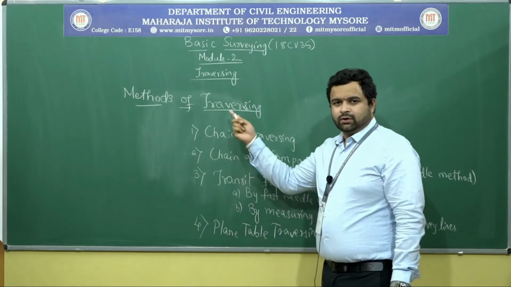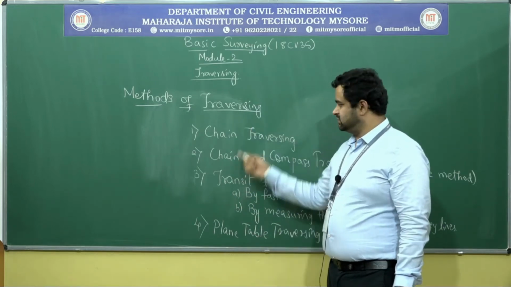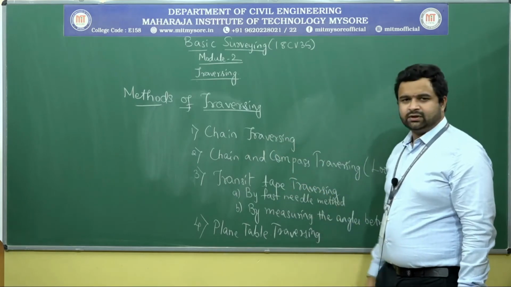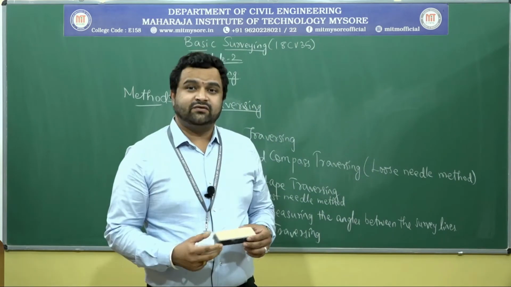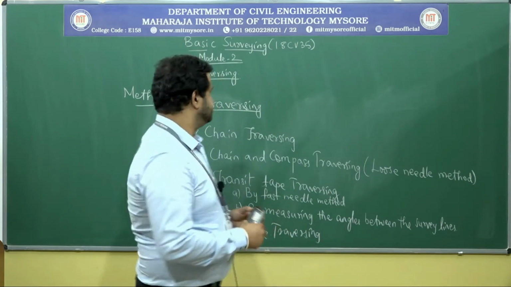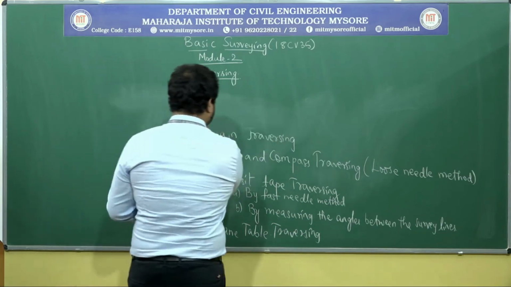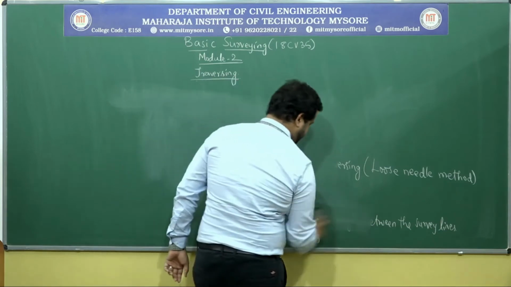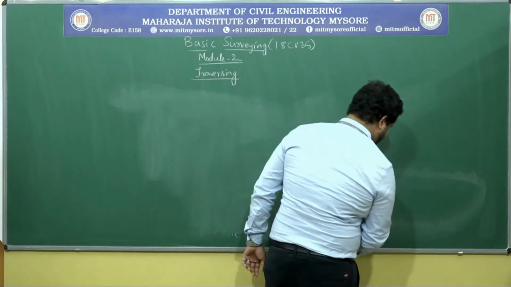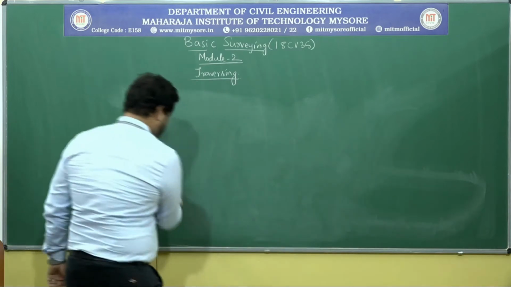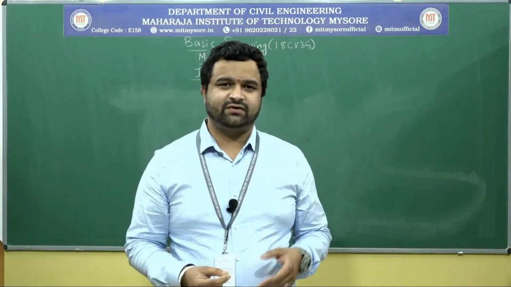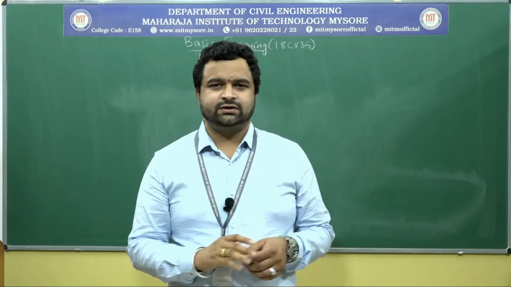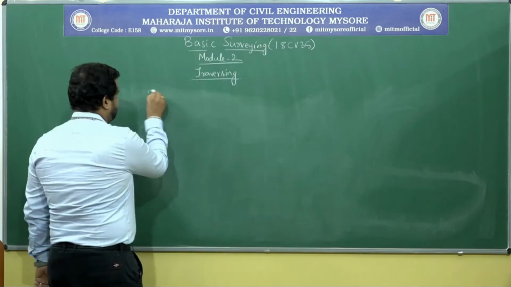I hope you have understood the methods of traversing, that is chain traversing, chain and compass, transit tape traversing and plane table traversing. The next topic is traverse computations. How do you compute the traverse? So, you are going to express the traverse in terms of coordinates, okay, that too in particular rectangular coordinates. So, how is it plotted, how is it computed?